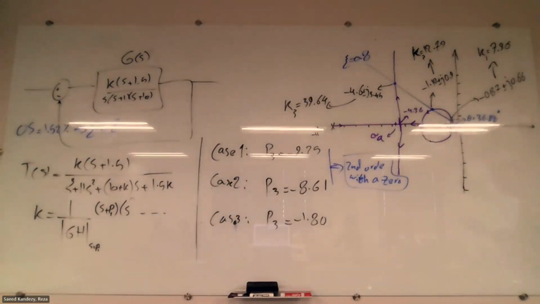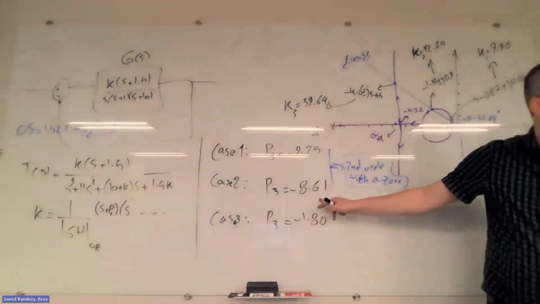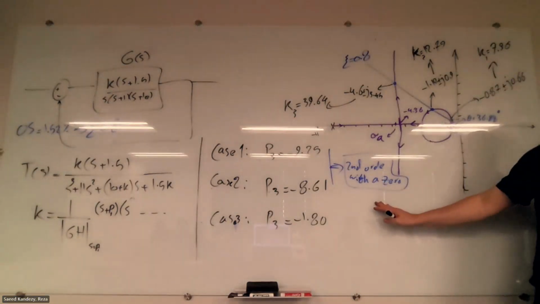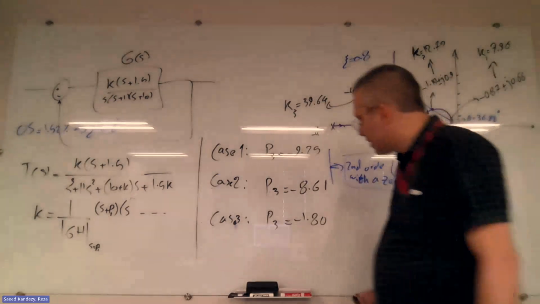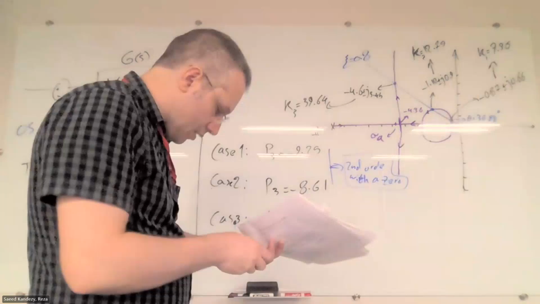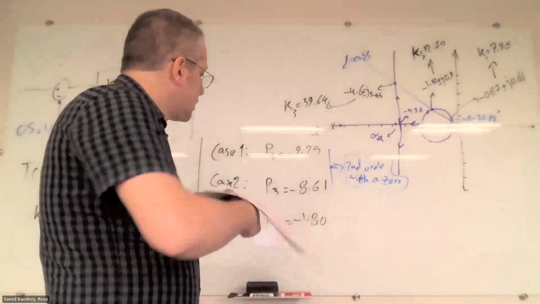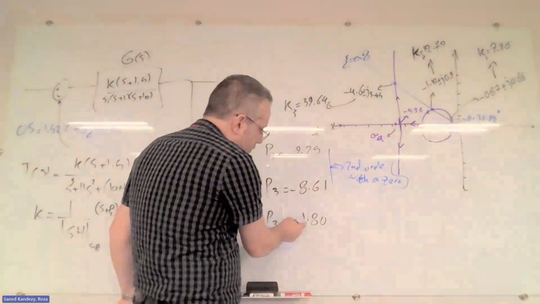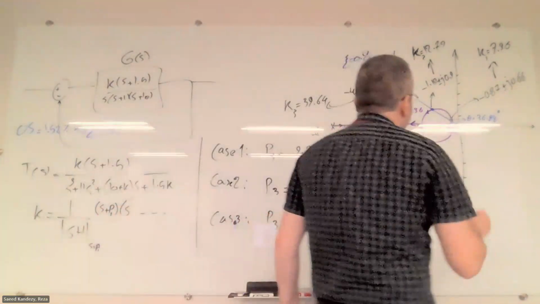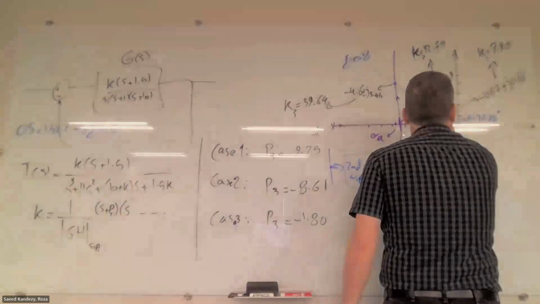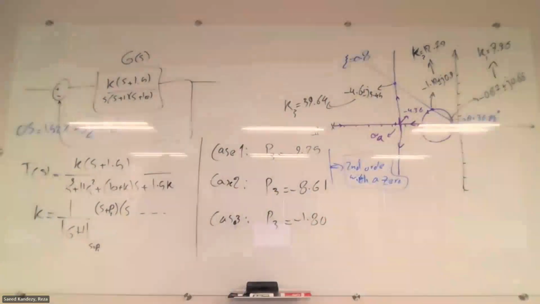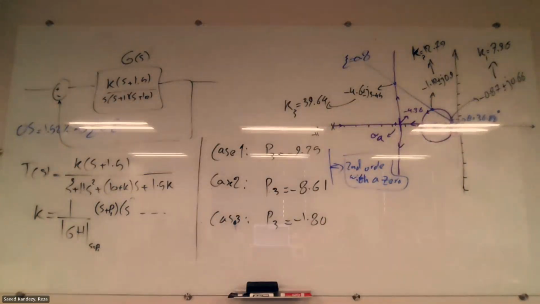Now, we said these two are good cases if we don't have a problem with having a zero. Are we good? Now, in the third case, the third pole will be at 1.8, which is here. Very close to that zero. Very good.